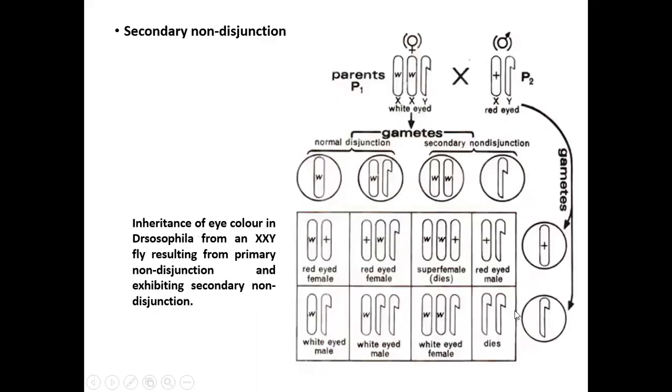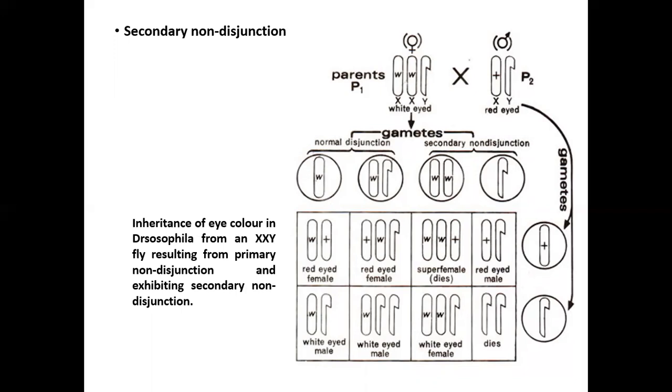Now, secondary non-disjunction is also an interesting thing. That is the XXY. The XXY females obtained due to primary non-disjunction, as we saw in the last slide, were used again in further experiments. This diagram shows secondary non-disjunction.